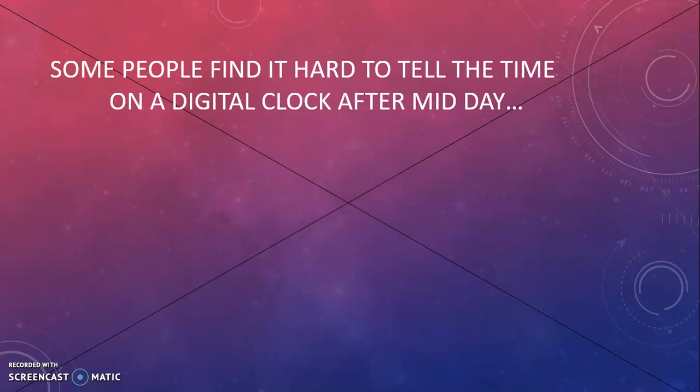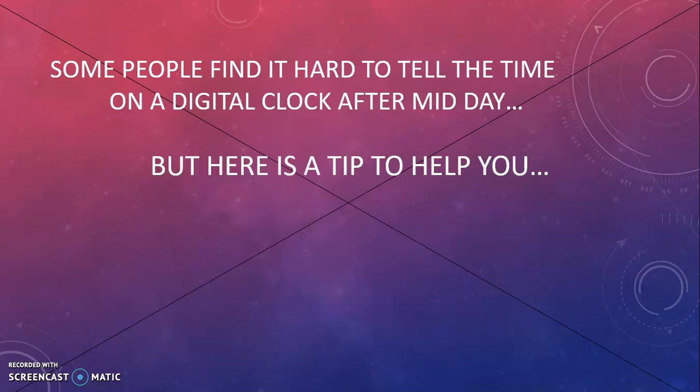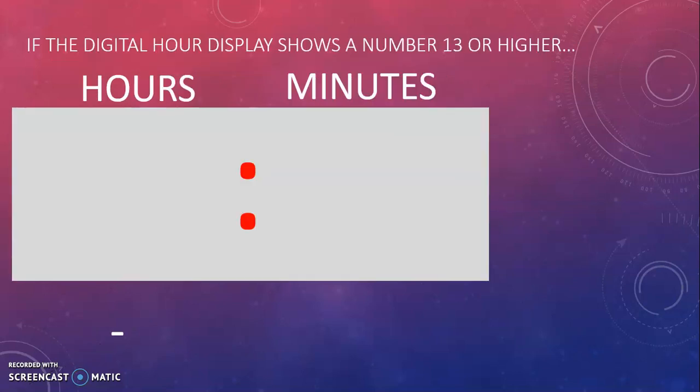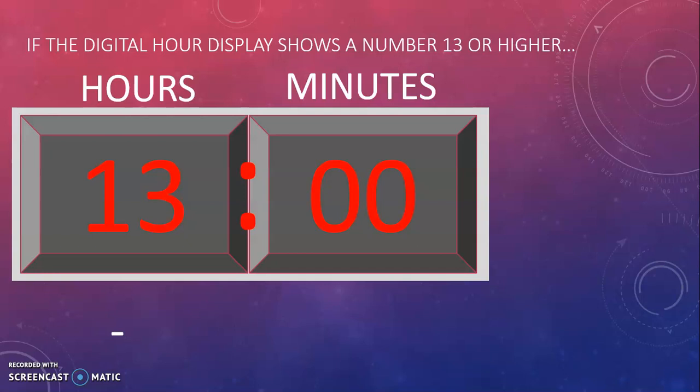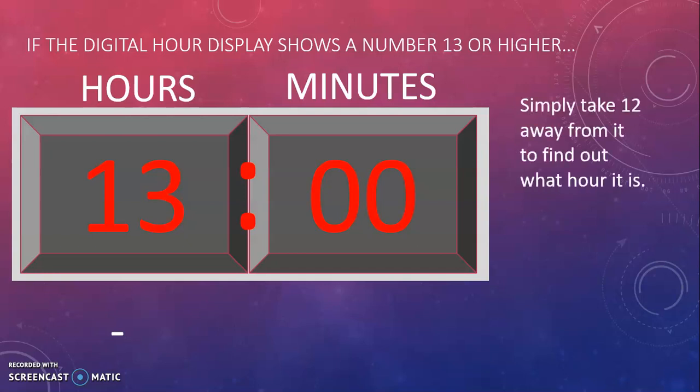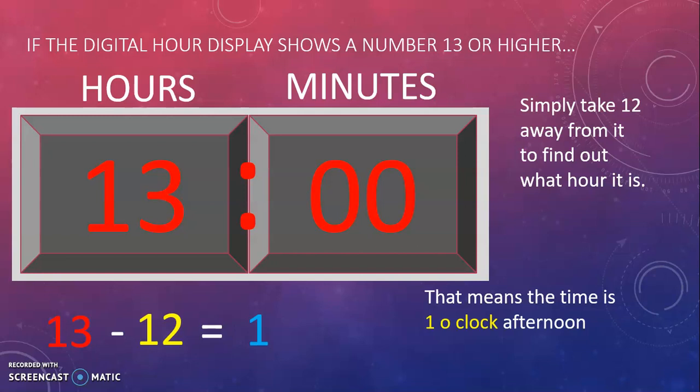Now, some people find it hard to tell the time on a digital clock after midday. But here's a little tip to help you out. If the digital hour display shows a number 13 or higher, we simply take 12 away from it to find out what hour it is. So when we look at this first, we see 13 hours. What time is that on the clock? Let's just take 13, take away 12, leaves us with 1. So that means that the time is 1 o'clock, but it is 1 o'clock in the afternoon.